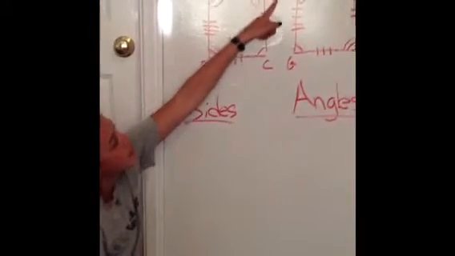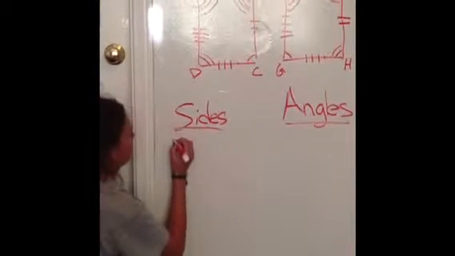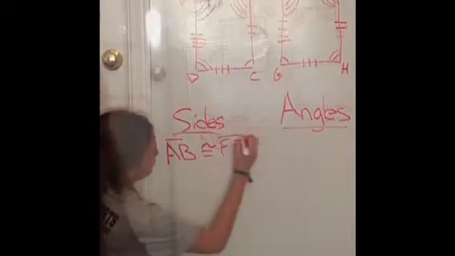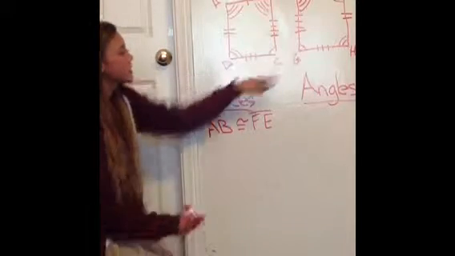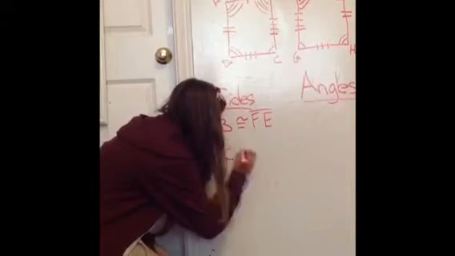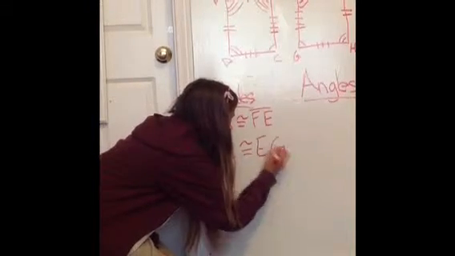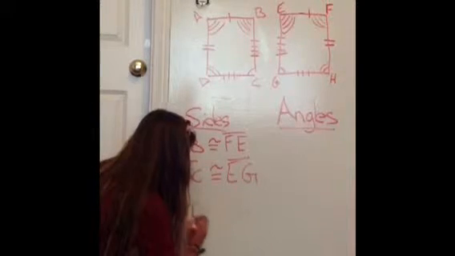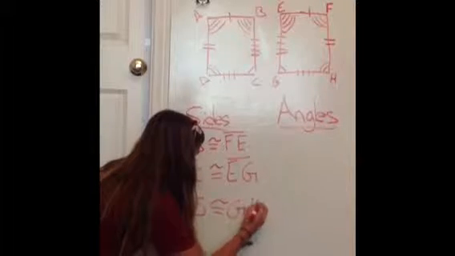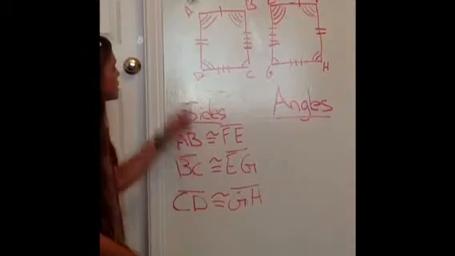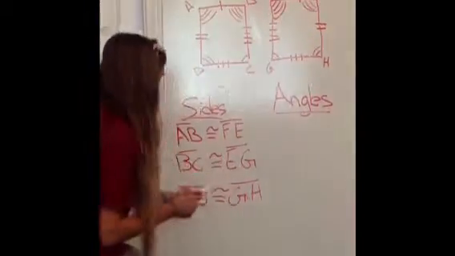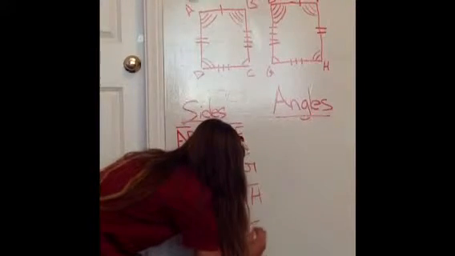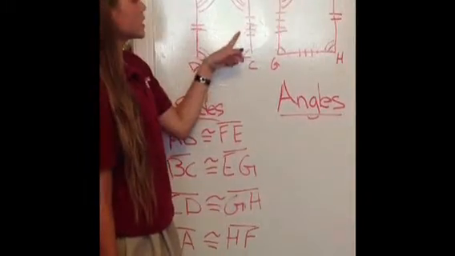So, we have AB is congruent to FE. Next, we'll do side BC is congruent to EG. Our third congruent side is CD is congruent to GH. Last but not least, our fourth side, DA, is congruent to HF. These tick marks represent that the sides are congruent.